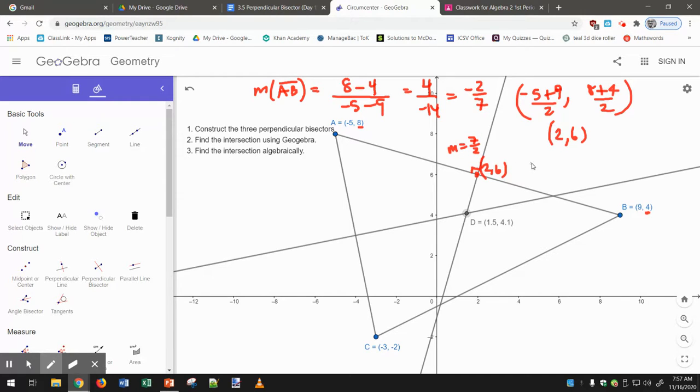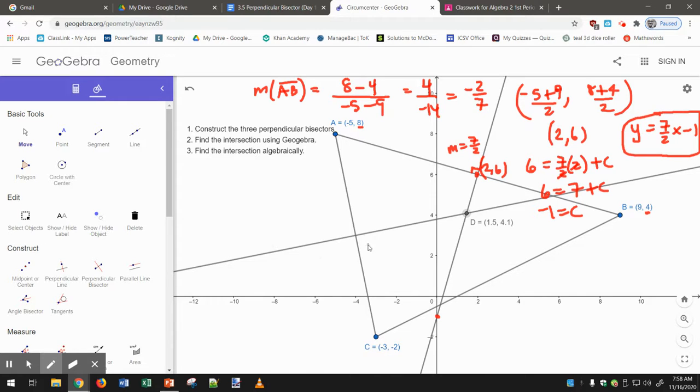Okay, and then we plug in what we know into our equation. y is going to be 6, m is 7 over 2, x is 2, and we need to find the y-intercept. So these twos are going to cancel out. We get 6 equals 7 plus c, subtract 7 on both sides. The y-intercept is negative 1 down here. So our equation for this perpendicular bisector is going to be y equals 7/2 x minus 1. So that's the first one we're going to need.